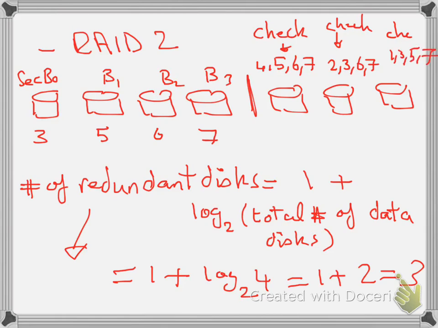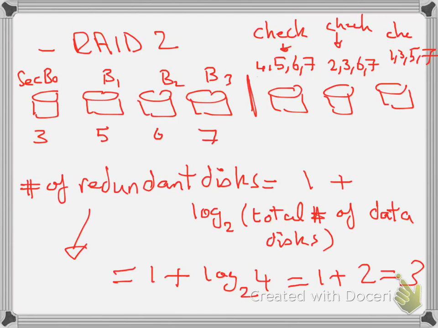What does that mean? Meaning I will check whether these disks have even parity or not. What do we mean by even parity? Since I'm writing the bytes in parallel, I will check, as an example, if I have 4, 5, 6, 7, whether they have an even number of ones or not. If they don't, this means that there is an error. If they do, this means that everything is correct.